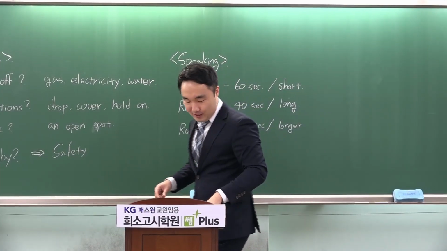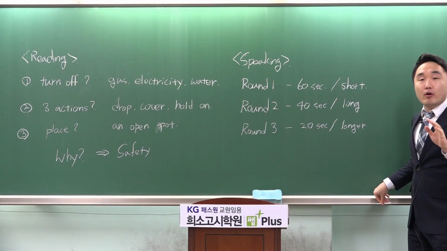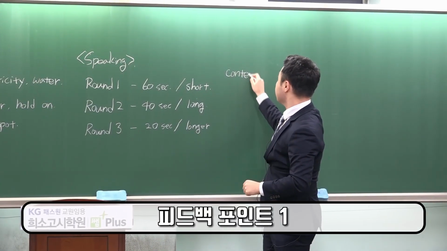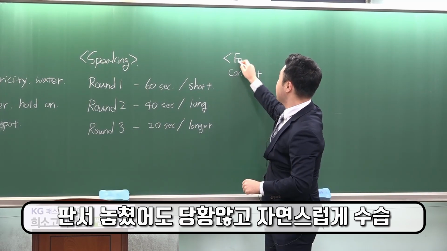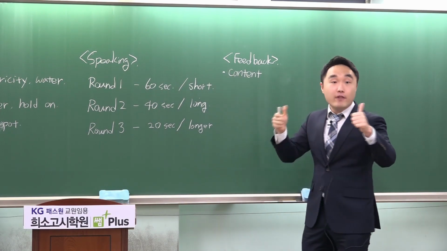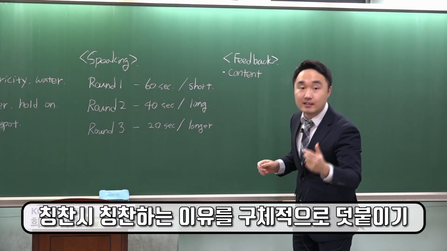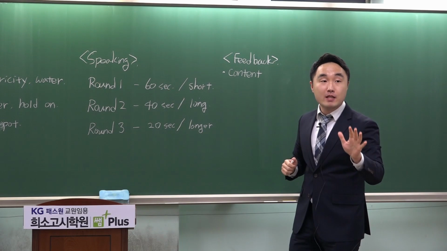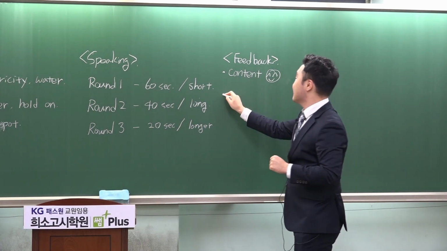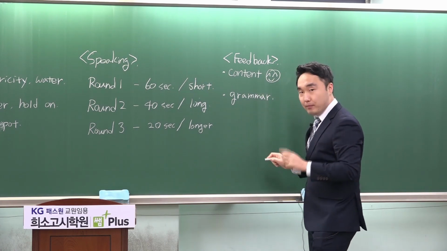So now we have finished the speaking activity. But before we finish this, I have to point out two things. The first thing is about the content. I have to give you some feedback. In terms of the content, all of you did a very good job because you described the picture in detail. And in terms of grammar, I have to point out one thing.